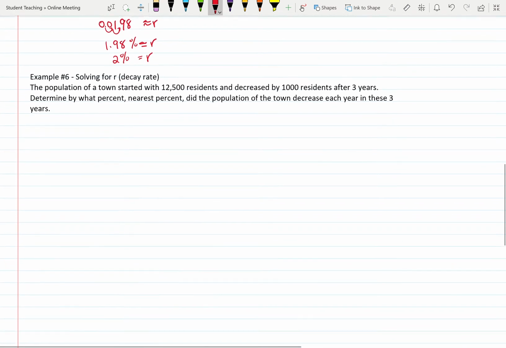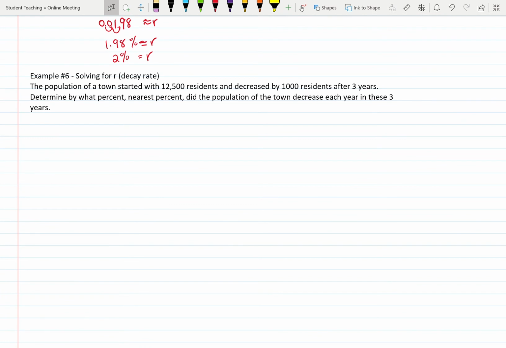Example number 6. Similar problem, but we're solving for the decay rate. The population of a town, again, started with 12,500 residents, but it's decreased by 1,000 residents this time, after 3 years. So it asks you to determine by what percent, to the nearest percent, the population of the town decreases each year in these 3 years.